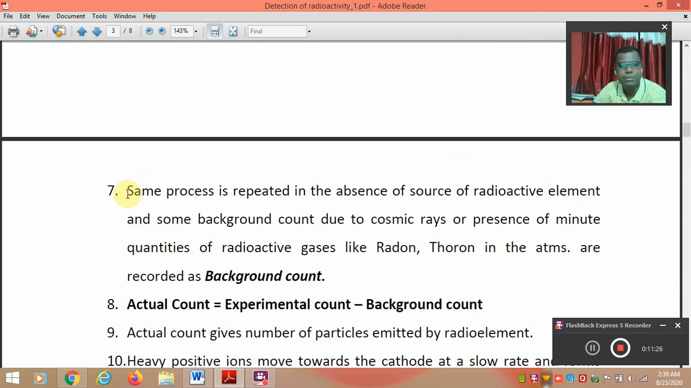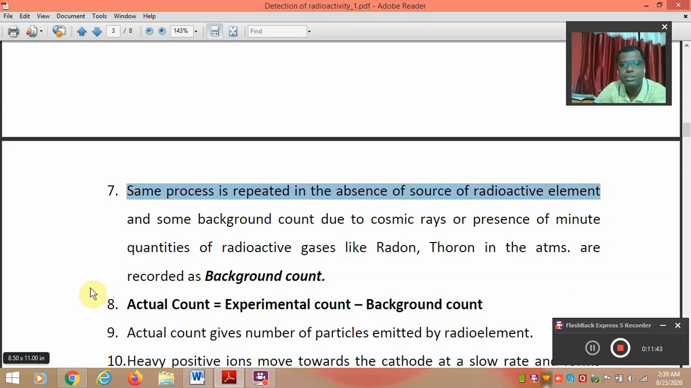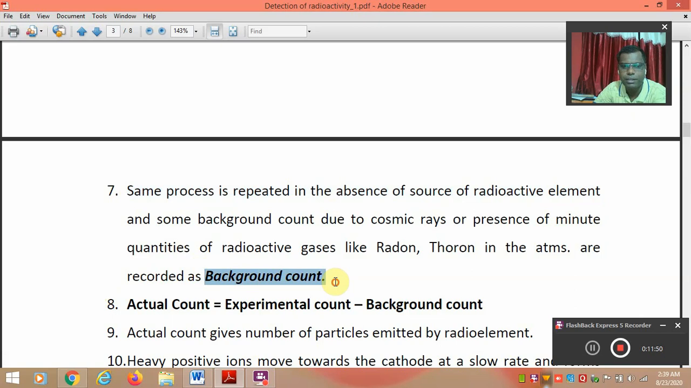What happens next? The whole process is repeated again, but during this repetition, the radioactive source is removed. Means the whole process is repeated in the absence of the radioactive element, and the count due to any factor, for any reason, is called the background count.